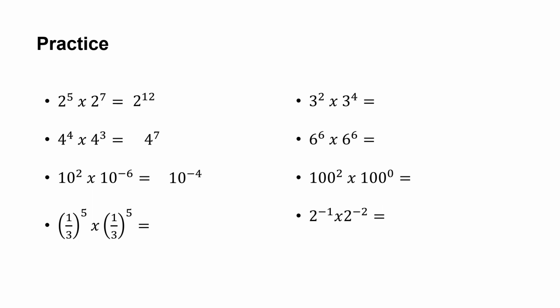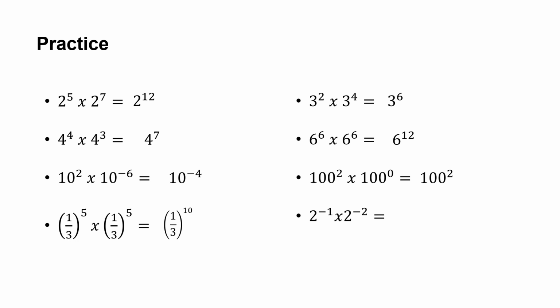Moving on, we have a third to the power of 5 times a third to the power of 5. This gives us a third to the power of 10. We have 3 squared times 3 to the power of 4. This gives us 3 to the power of 6. We have 6 to the power of 6 times 6 to the power of 6. This gives us 6 to the power of 12. We have 100 squared times 100 to the power of 0. So again, this is just going to be the exponents of 2 and then plus 0. So we just get 100 squared.